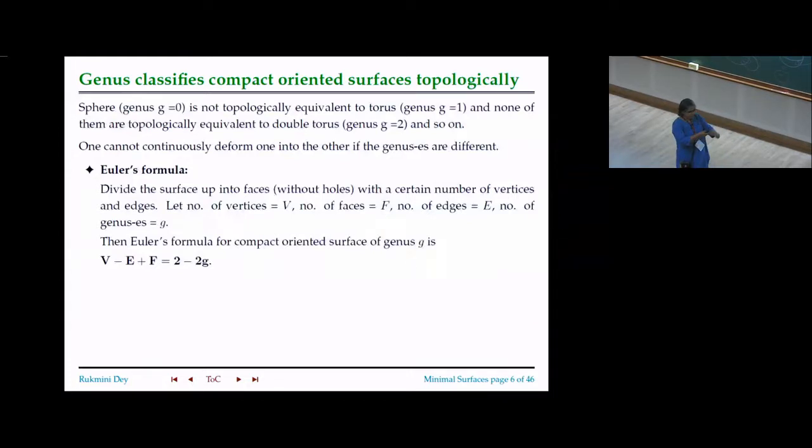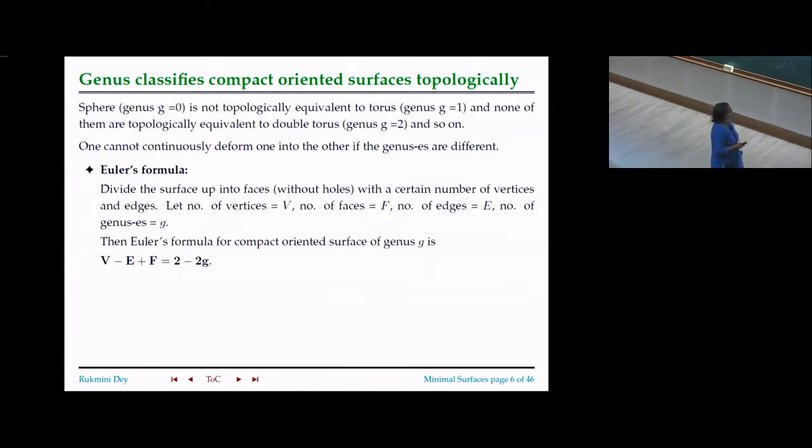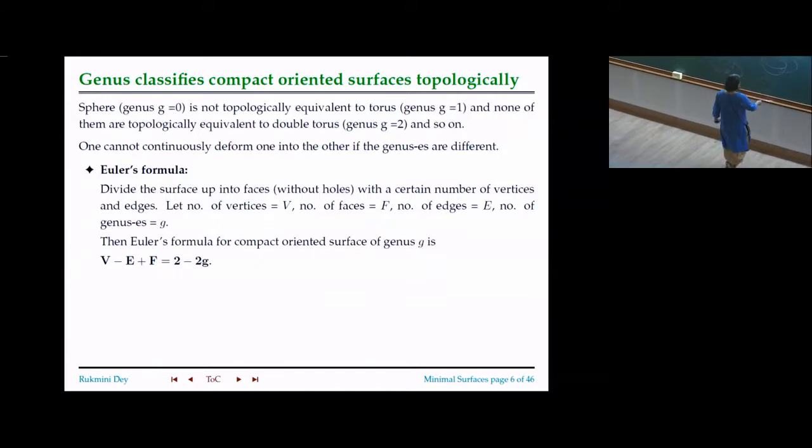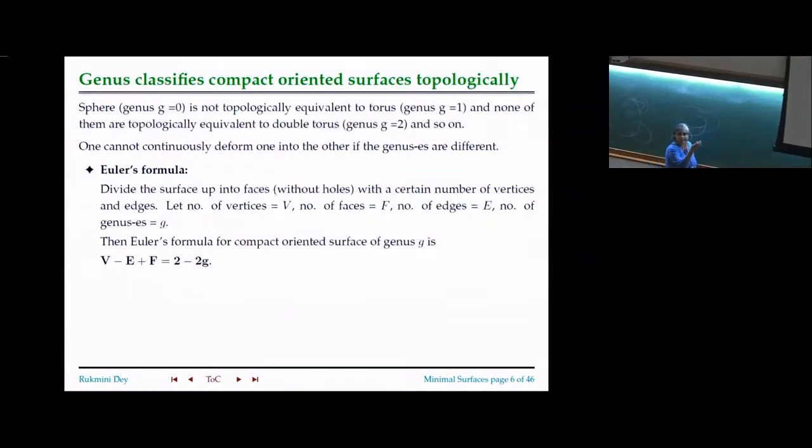And supposing I give you a very complicated figure, a long thread, I knot it in many ways and I attach it. And then I link it with something else. How would you ever know what is the genus, what is its topology type? How would you know? Well, Euler's formula gives you one way of determining that. You just divide it up into a certain number of vertices and faces and edges.